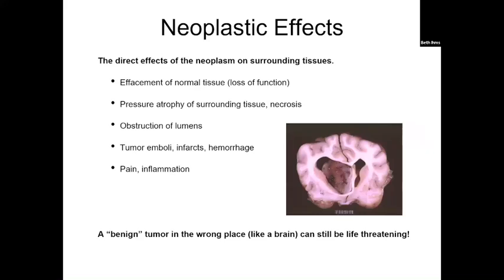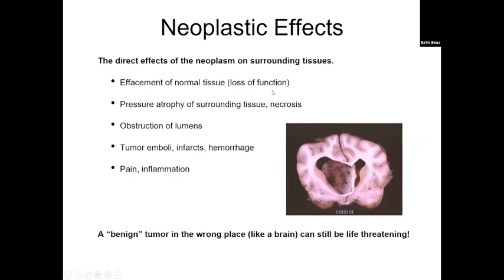Okay, so now we're going to talk about effects of the neoplasm. There are both neoplastic effects, meaning the effects of the actual tumor on the actual tissue around it. There's also paraneoplastic effects, meaning effects distant from the neoplasm. So for neoplastic effects, we're talking primarily about the local environment.